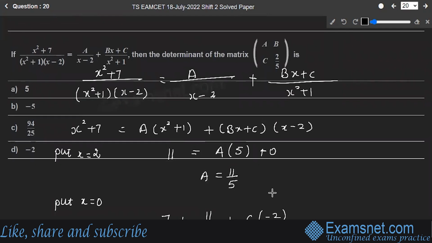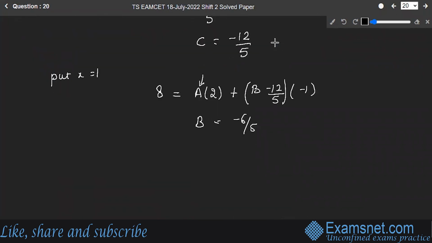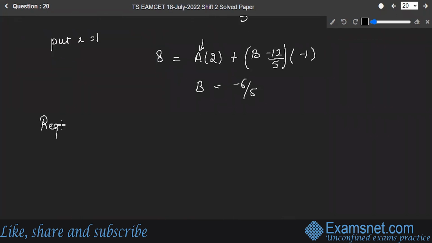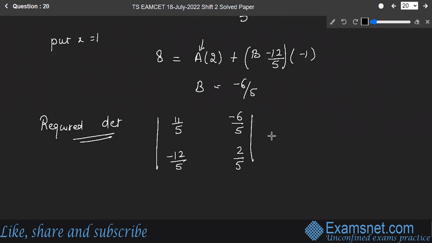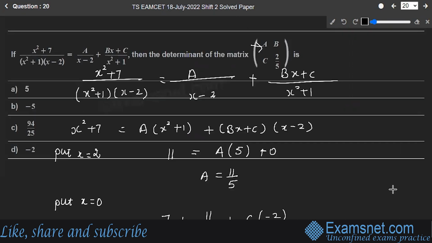Now you have to find out the required determinant. We know all the values of a, b, c. Required determinant is 11 by 5, minus 6 by 5, minus 12 by 5 and 2 by 5. This is equal to 22 by 25 minus this, which is minus 50 upon 25, which is equal to minus 2. So you have minus 2 as the answer to the question.